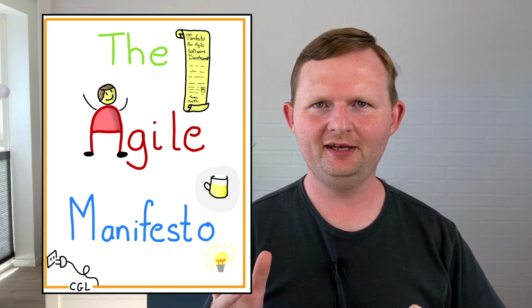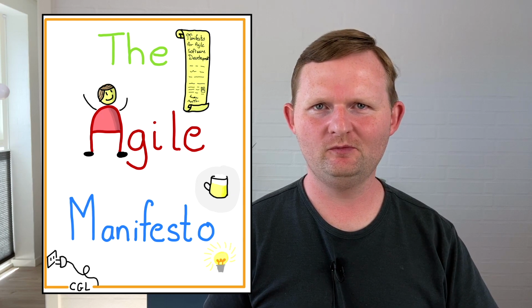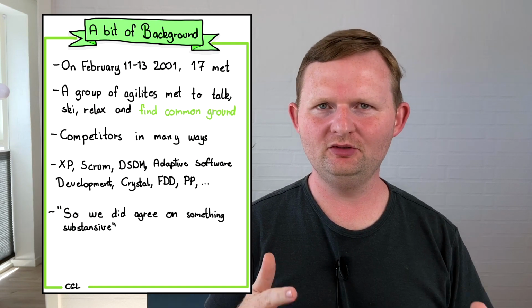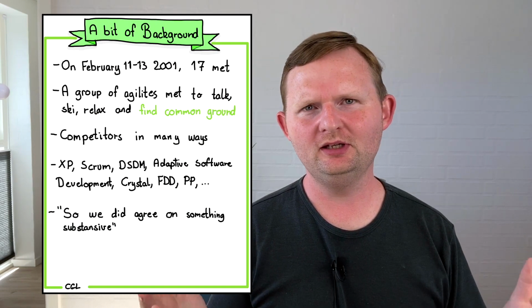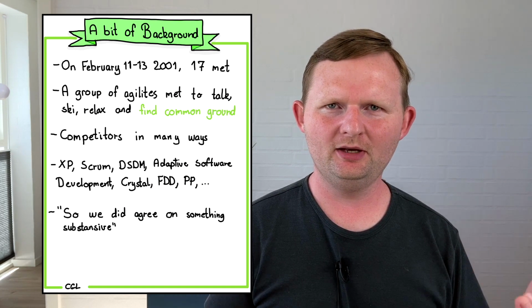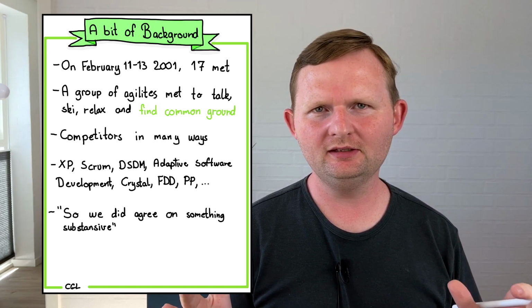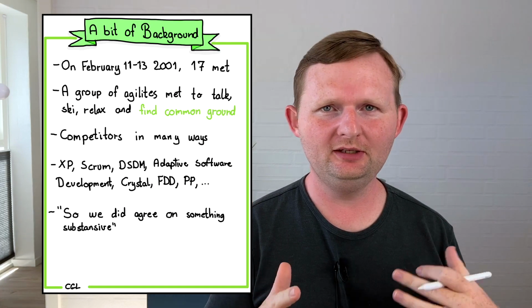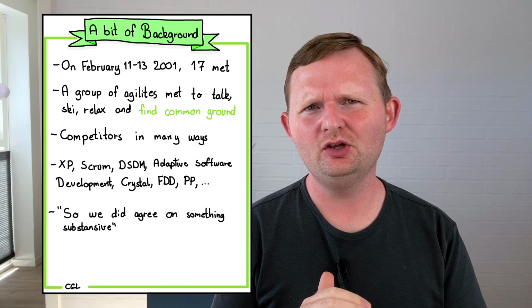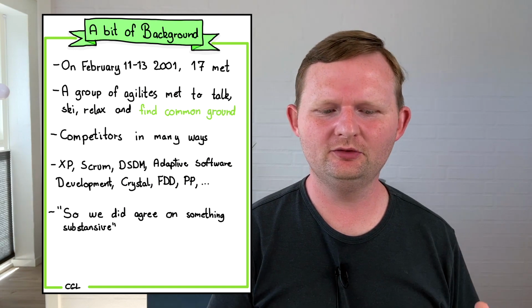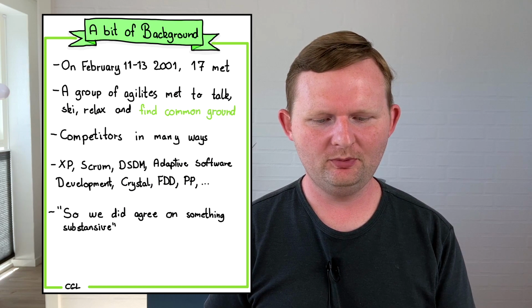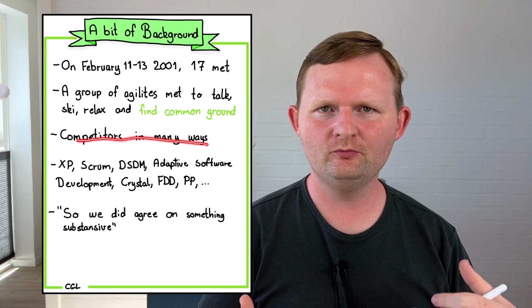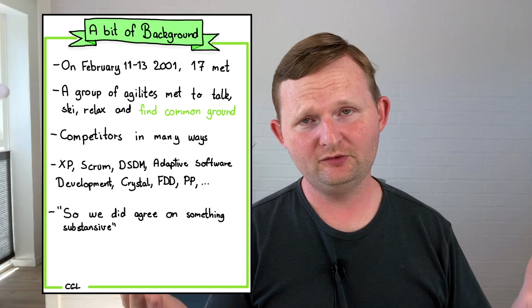First off, let's get into some of the background for this Agile Manifesto. On the 11th to the 13th of February 2001, 17 Agilists met up in a skiing lodge where they, of course, were going to ski, relax, drink probably a lot of beer, but also try to find this common ground because they were in fact competitors in many ways. They had different backgrounds: extreme programming, Scrum, Crystal, feature-driven development, and so on.